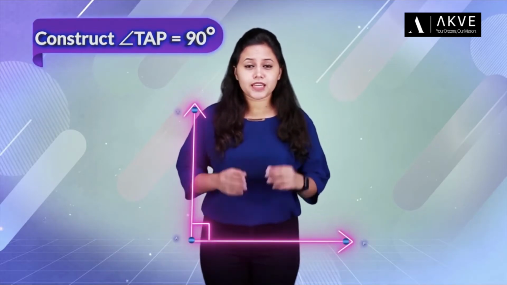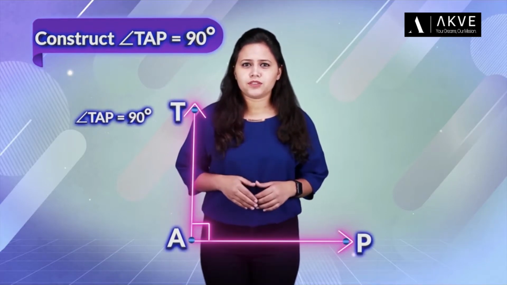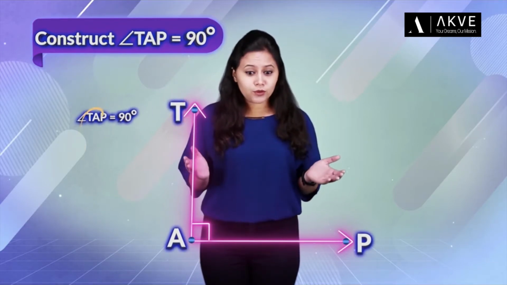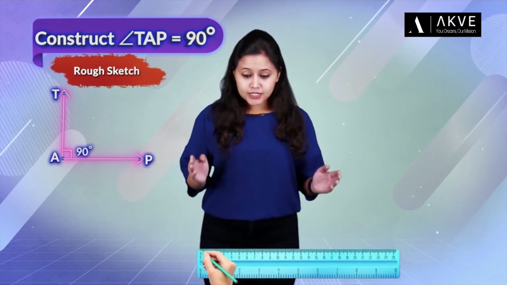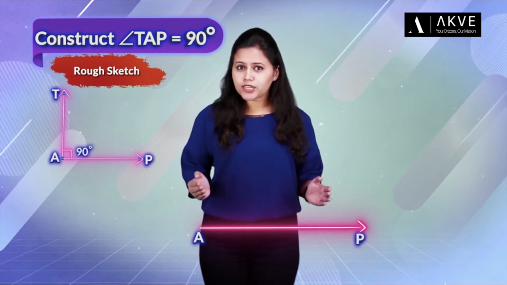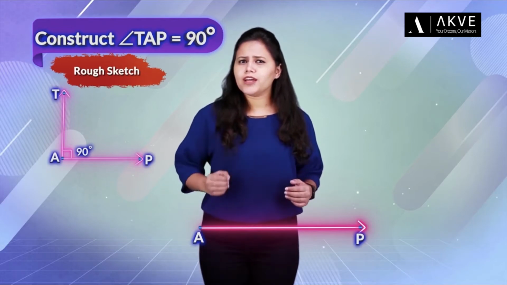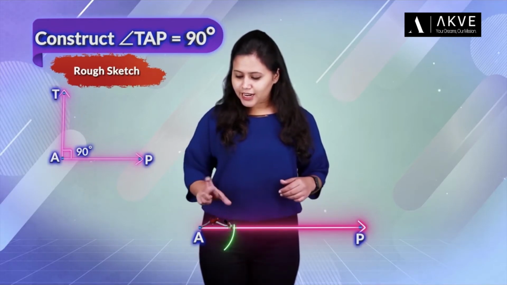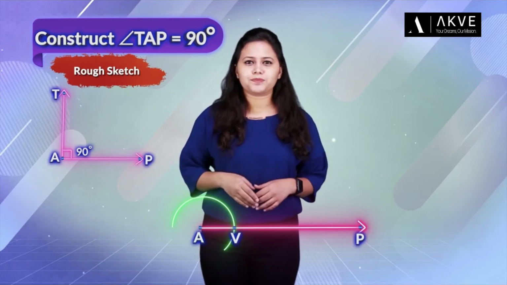Let's say we have to draw an angle TAP equal to 90 degrees. Draw a rough sketch first. So, the angle will look like this. Now, start with the base AP. Take a ruler and draw a ray AP with initial point A. Now, from the point A, draw an arc using the compass like this. Name this intersection point as V.